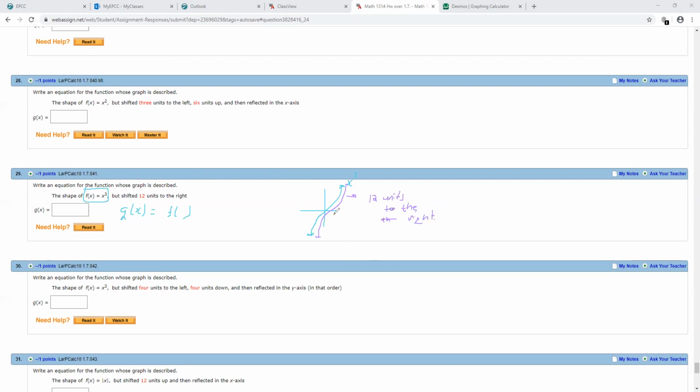Okay, so that means the original graph is moved over. That means it's a change inside the function, so you have to put it in here, Kathleen. Because it's horizontal, you do the mathematical inverse of what they tell us. If they say shift 12 units to the right, you cannot say addition of 12. You have to say the inverse of that. What's the inverse of addition of 12? Subtraction.